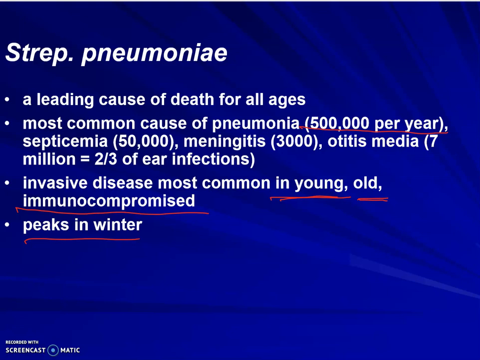Streptococcus pneumoniae is a leading cause of death for all ages. It produces the worst results and the worst cases, though, in children, in older people, and anybody that's immunocompromised. It does peak in the winter time, and here's some more numbers. It's the most common cause of pneumonia, so lung infection, with about 500,000 cases per year. Septicemia, 50,000 cases a year, meningitis about 3,000 cases a year, and otitis media, so that will be middle ear infection, or ear infection commonly called, 7 million cases. About 2/3 of all ear infections are thought to be caused by Streptococcus pneumoniae.